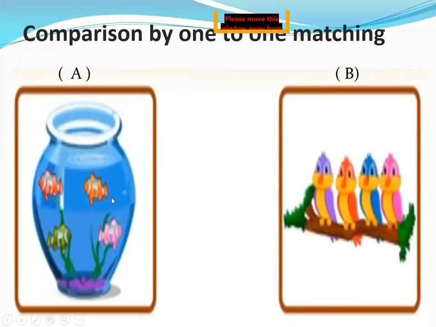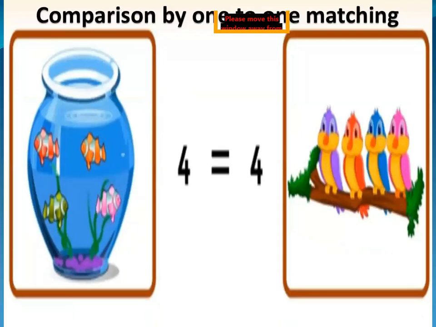So how to write this? We write it 4 equal to 4. This 4 shows the number of fishes. Equal to means the 4 fishes are equal to the 4 birds. This 4 shows the number of birds. So we write in mathematical form 4 equal to 4.